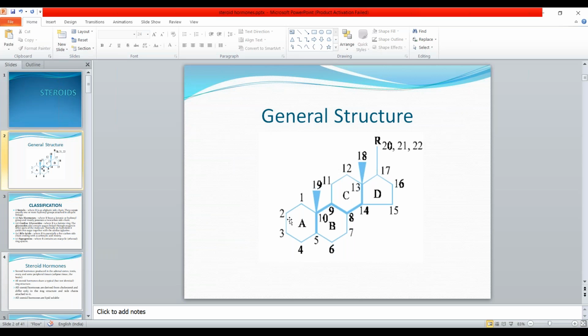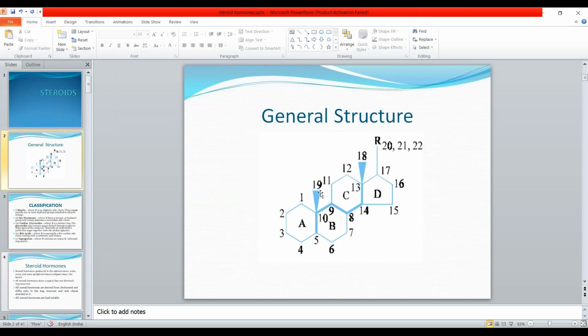Always remember, beta substituting groups project above the ring plane, and the alpha substituting groups always project beneath the plane, and they are depicted with dotted lines, whereas in the case of beta substitution, like shown here, you will have a solid wedge or a solid line.